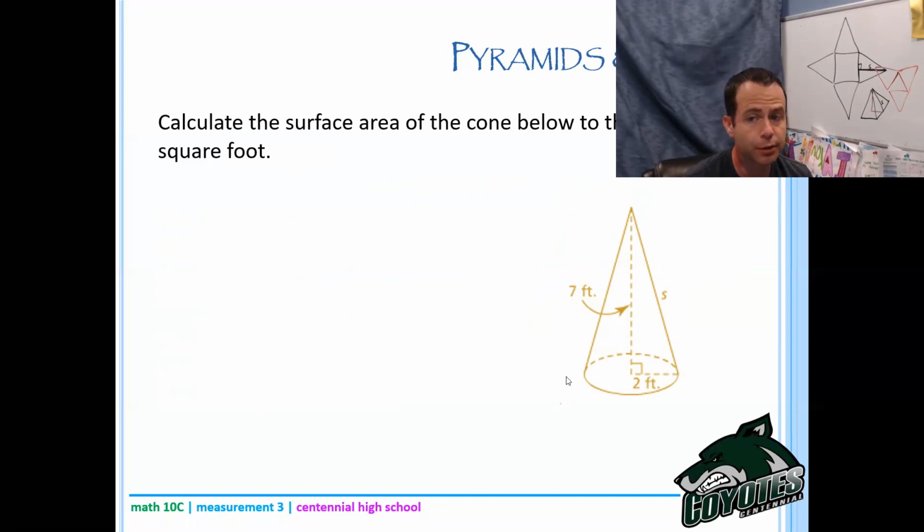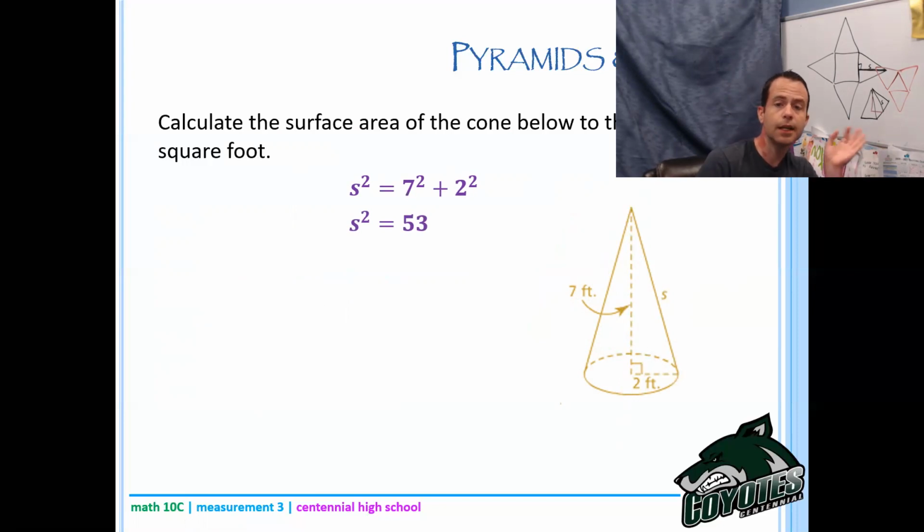Okay, calculate the surface area of the cone to the nearest square foot. Now, what I want you to notice here is I don't have the slant height. I was given the height. But again, you can see that same cute little right triangle in here. So I can use the Pythagorean theorem to figure out the slant height. The slant height squared is 7 squared plus 2 squared. So that ends up being 53, and I can represent the slant height as the root of 53. Remember, I don't want a decimal here because I don't want to run into a rounding error.